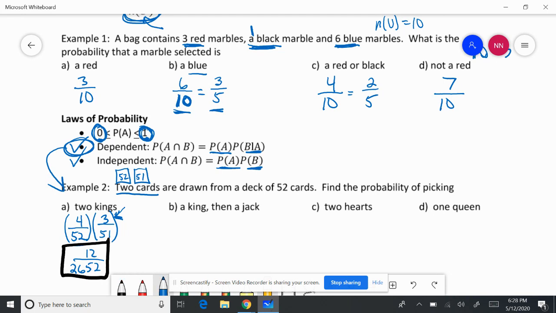Now, with our next one, we have a king and then a jack. So our first card is a king, just like the last one, 4 out of 52. And then our second one is a jack. There's 4 jacks. Remember, we took a king out of the deck. We didn't take a jack, so there's still 4 jacks. But instead of 52 cards, there's 51 because we have a king in our hand. So this probability is 16 out of 2652.